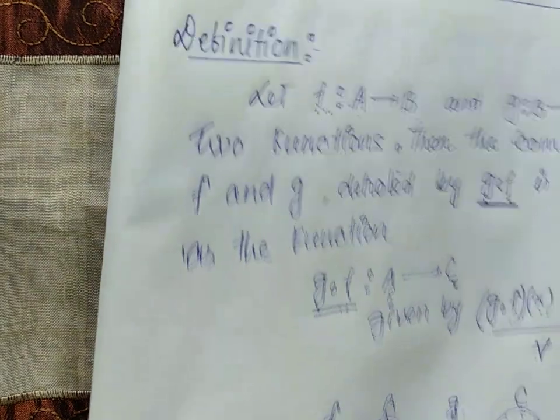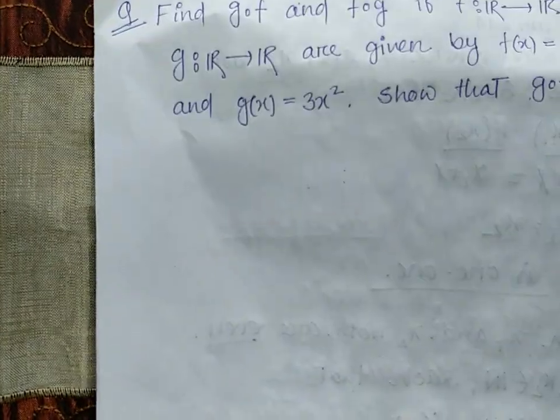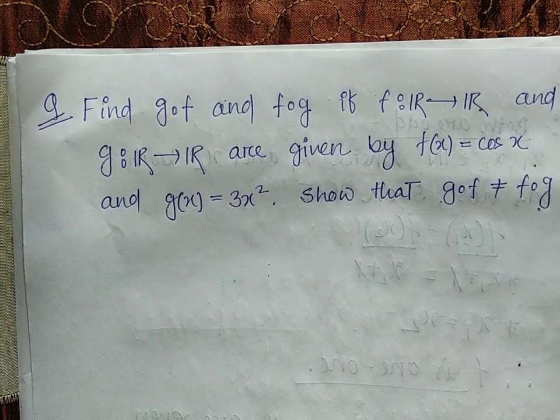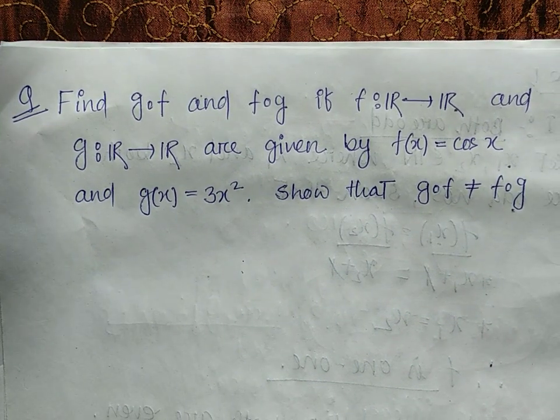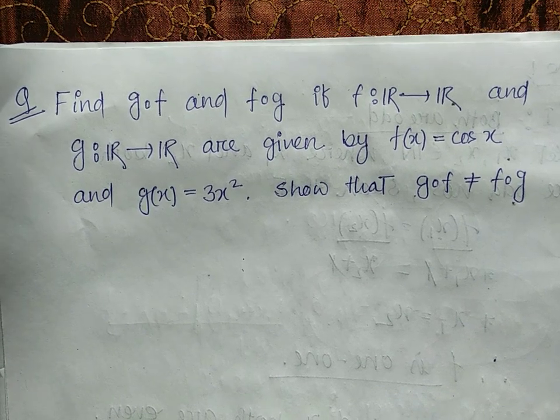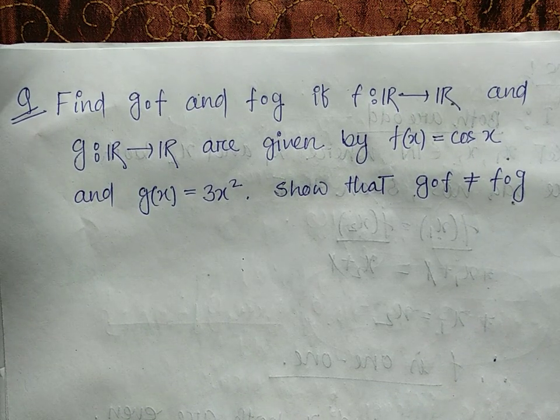What is the question actually? What is given? Find g not f and f not g if f is a function from real numbers to real numbers and g is also a function from real numbers to real numbers, given by f of x is defined as cos x and g of x is defined as 3x squared, and you have to show that their composite is not equal. That means composition of two functions is not commutative. Commutative means f not g is not equal to g not f.